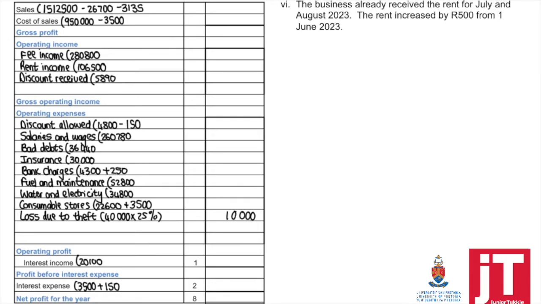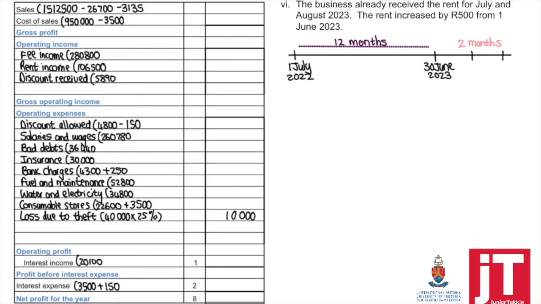Adjustment number 6. The business already received the rent for July and August. The rent increased by 500 from the 1st of June 2023. My accounting period ends 30 June 2023. So this means that we've received the rent for 2 months in advance.